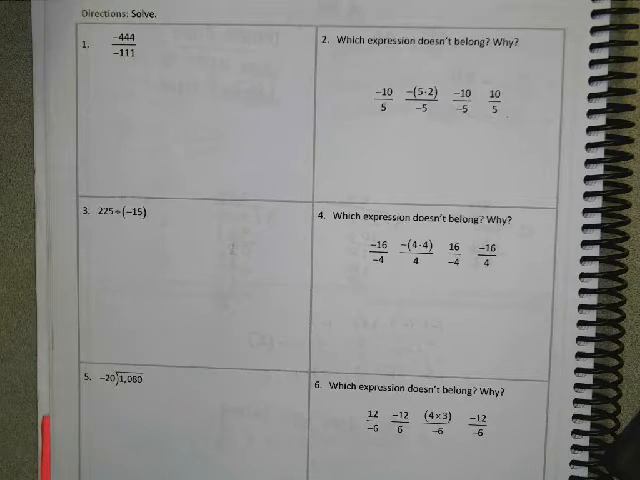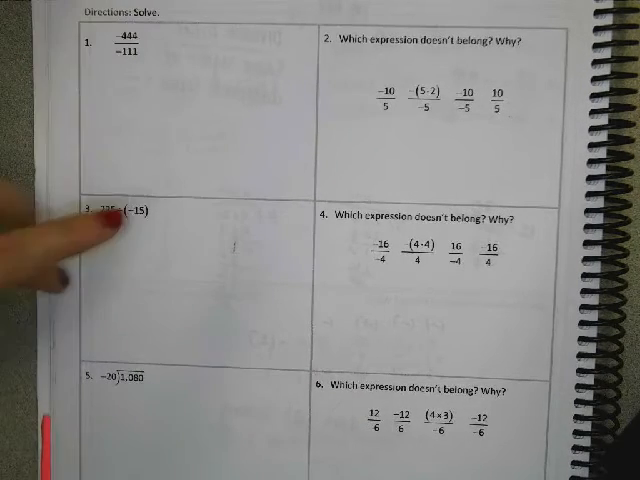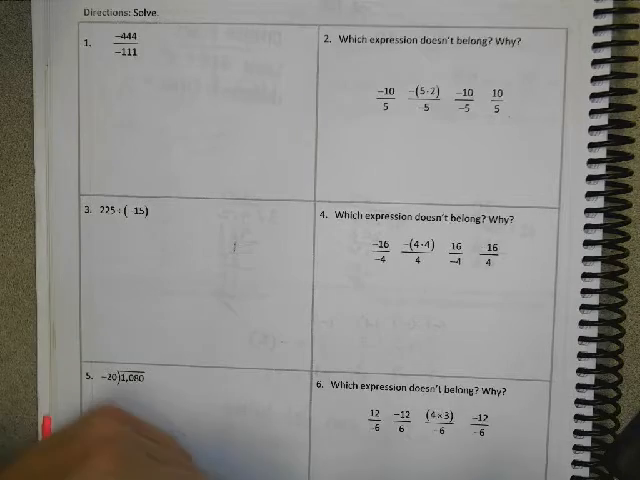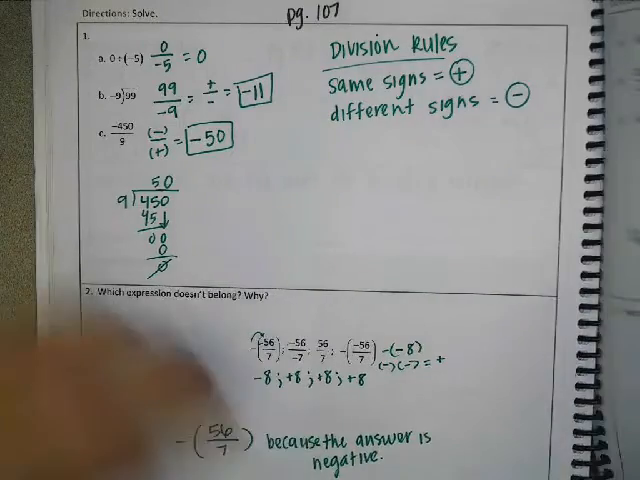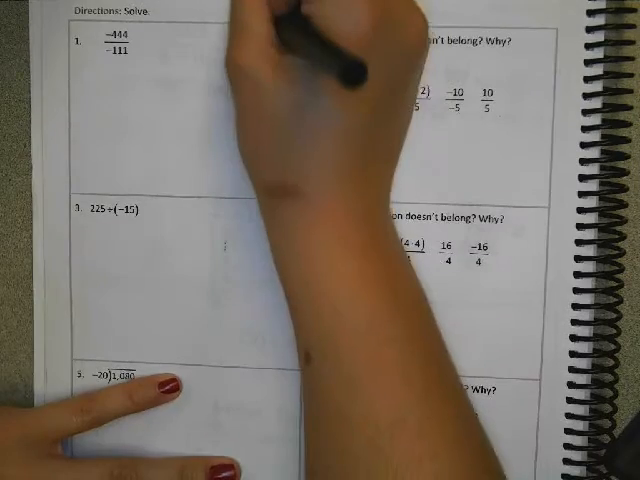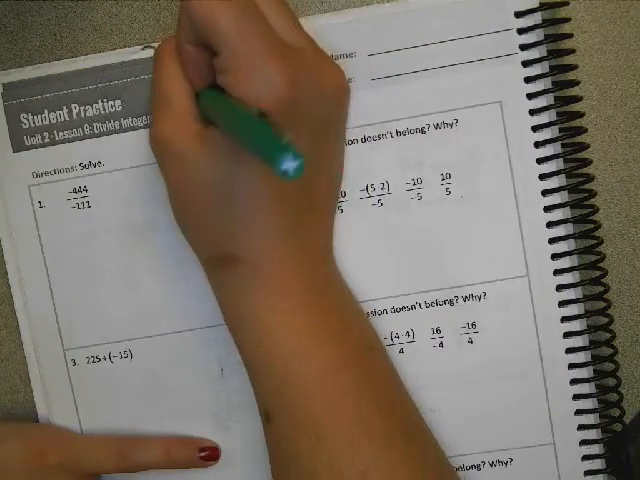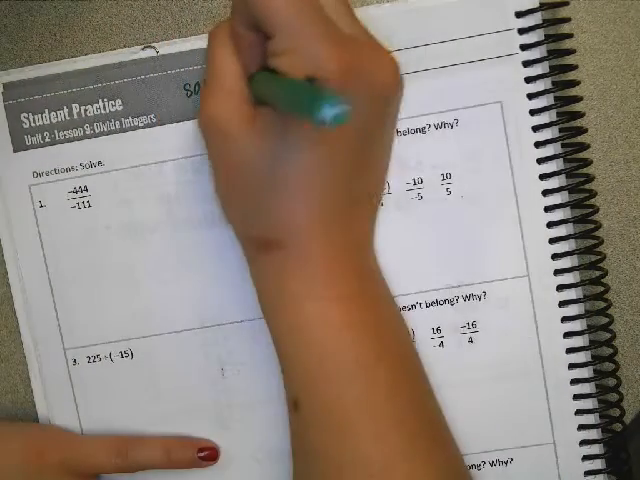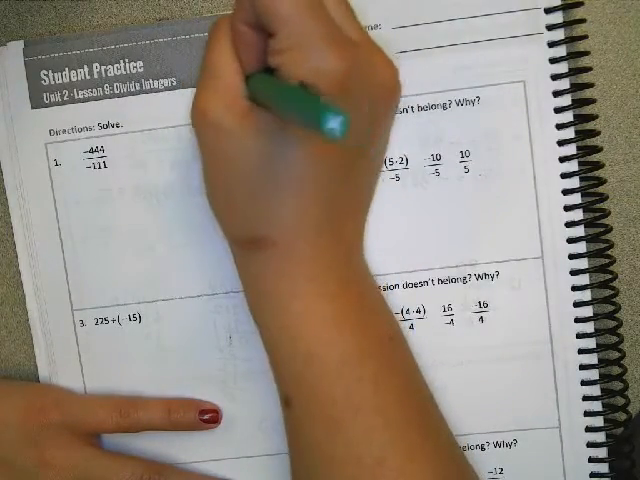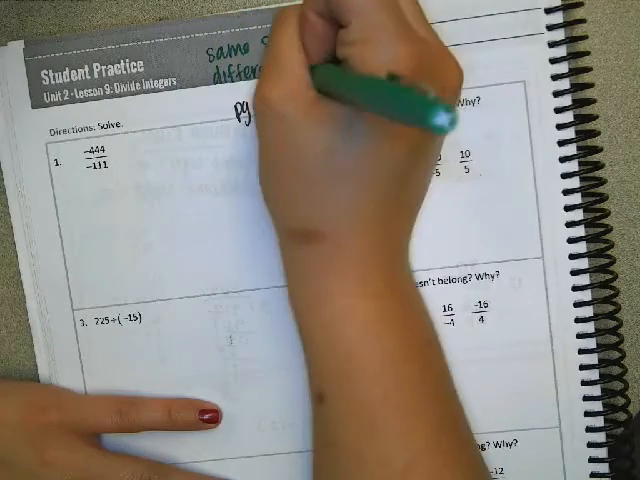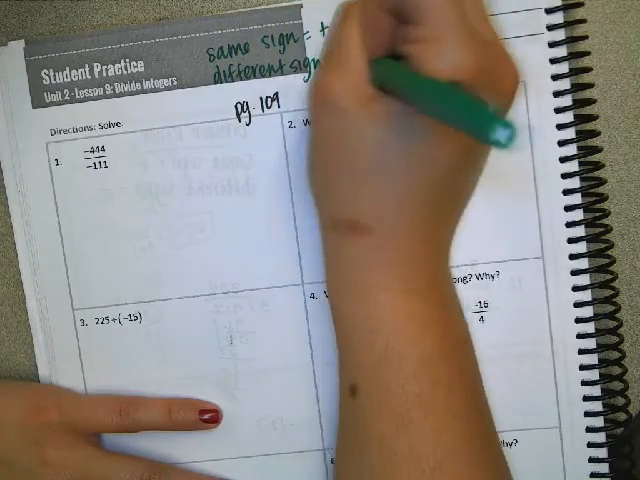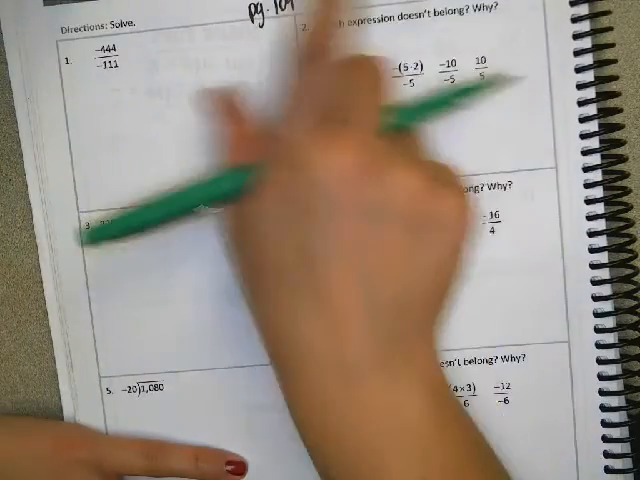Okay, so you were told just to do 1, 3, and 5. So we're going to check our work on 1, 3, and 5 on page 109. What I'm going to do, and what you should do always, is write down your rules. So we have same sign equals a positive, and different signs equals a negative. So now I have my signs at the top. I can now answer all of my questions.